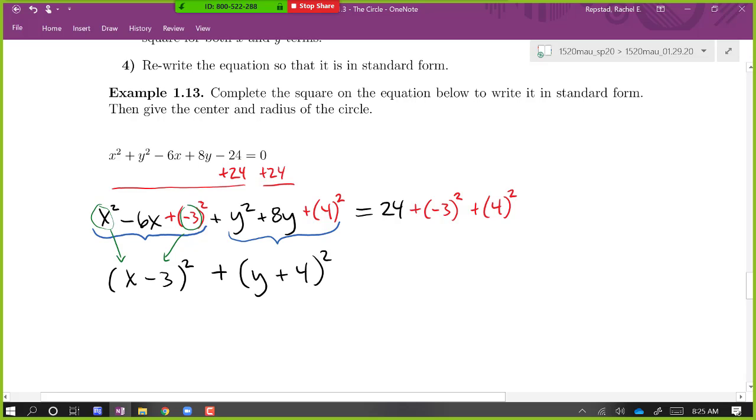On the right side, we have some arithmetic to do. Let's see, 24 plus 9 plus 16 is 24 plus 25, which is 49. This is the equation of the circle in standard form. That's one of the things they asked us for.